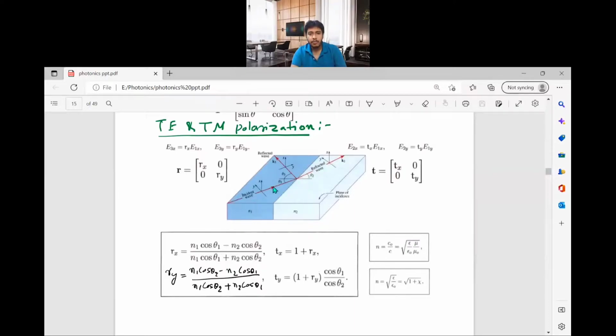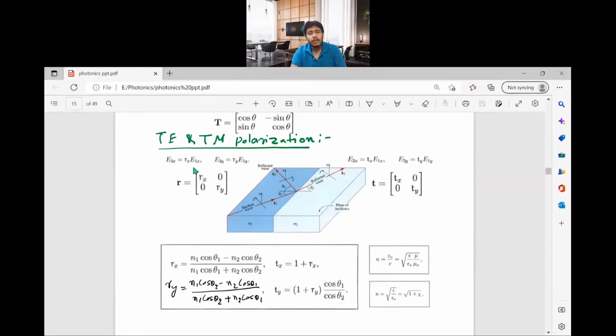As you can see, this incident electric field has two components in the x and y direction. The same x and y direction components will be there for the refracted and reflected wave. This is the wave vector k, the direction of the wave traveling. We will find the relation between the incident wave and the reflected wave, and the incident wave and the transmitted wave. We can consider E2x and E2y as the transmitted electric field vectors in the x and y direction, and E3x and E3y are the reflected vectors.